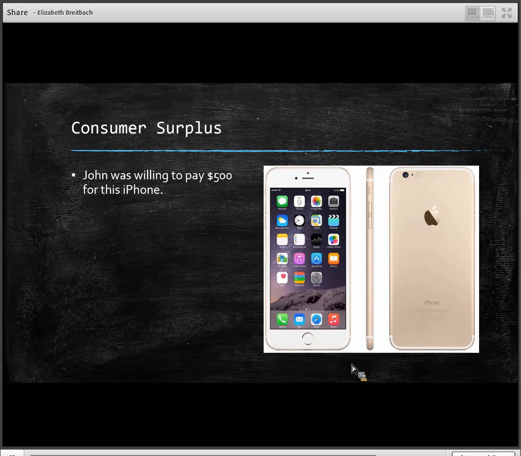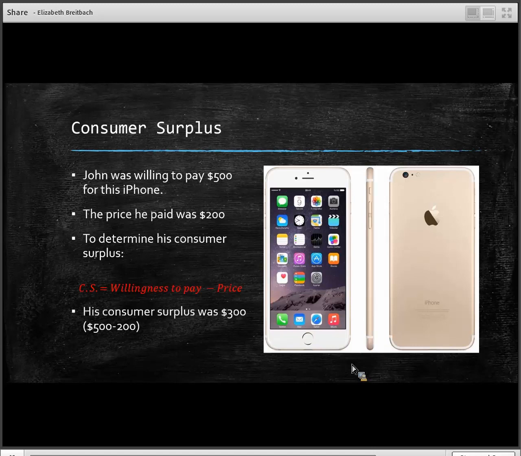Well, he was willing to pay $500 and he only had to pay $200. To determine how much extra happiness he got, I could have charged him $500 and he still would have bought the phone. So he has $300 of consumer surplus. Consumer surplus is that willingness to pay minus the price. This is consumer surplus on an individual level. We're calculating it just for one single individual.